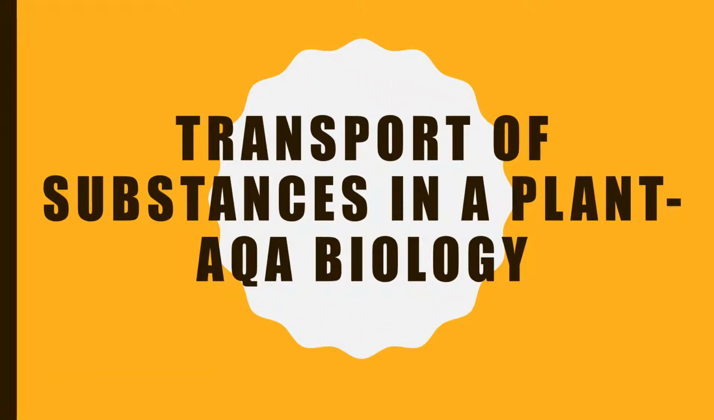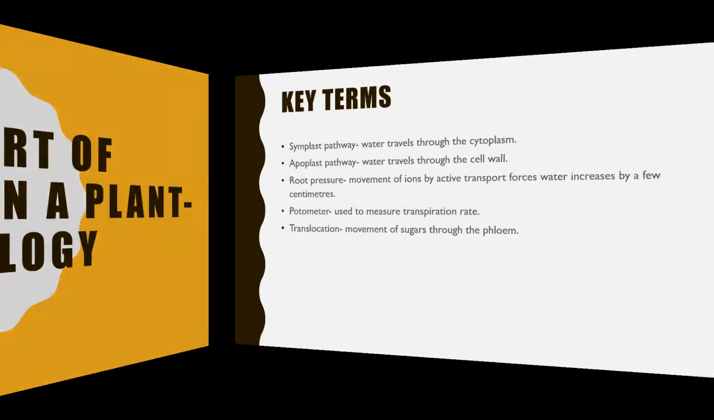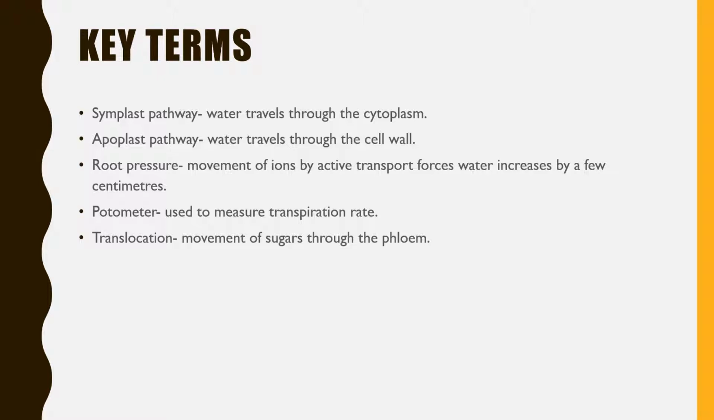Transport of substances in a plant, AQA biology. Key terms: symplastic pathway, which travels through the cytoplasm; apoplast pathway, which travels through the cell wall; root pressure, the movement of ions by active transport, which forces water up by a few centimeters; potometer, used to measure transpiration rate; translocation, the movement of sugars through the phloem.